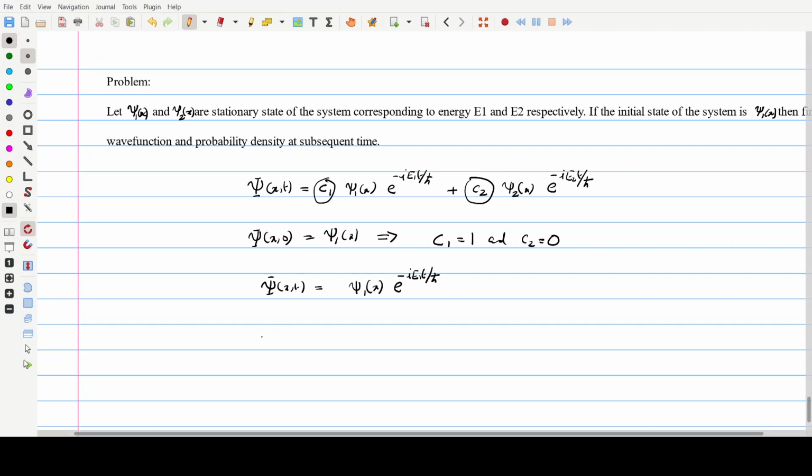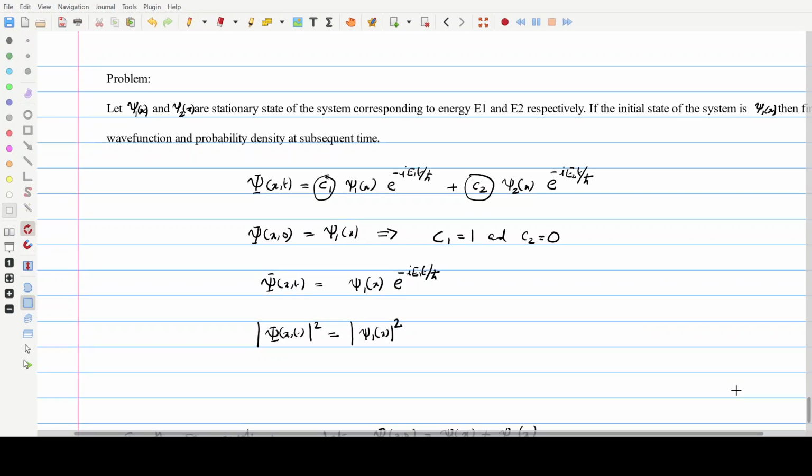Now what would be the probability density? The probability density is mod psi of x,t squared, and that would give mod psi1 of x squared. This is an expected result because the initial state itself is a stationary state. So there will not be any change in the probability density thereafter. The only thing is that the wave function will have a dynamical phase.